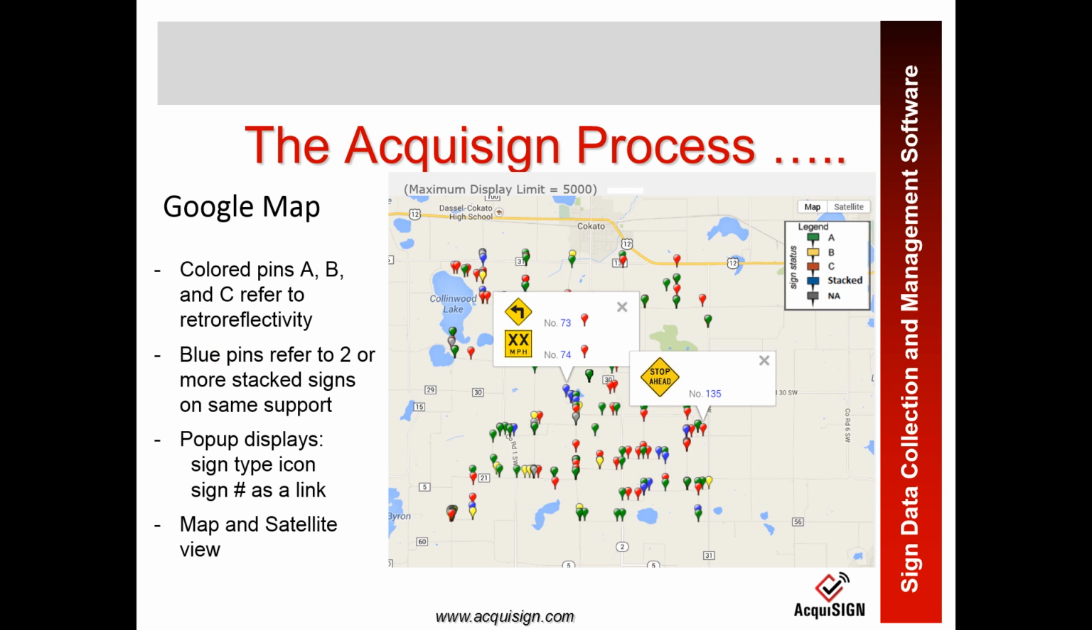When the user selects the option to display a full map, a Google map is generated showing colored pins. The red, yellow, and green indicate retroreflectivity assessment, where A is good and C is poor. The blue pins indicate locations of stacked sign panels or two or more panels that share the same support structure. Selecting a pin generates a pop-up showing the sign type and sign number. The sign number is also a link to the Sign Edit page.